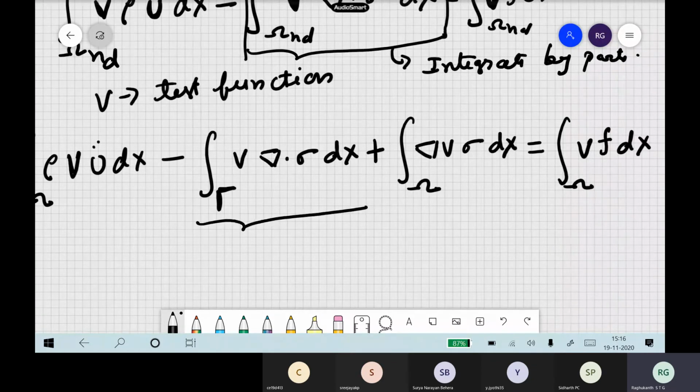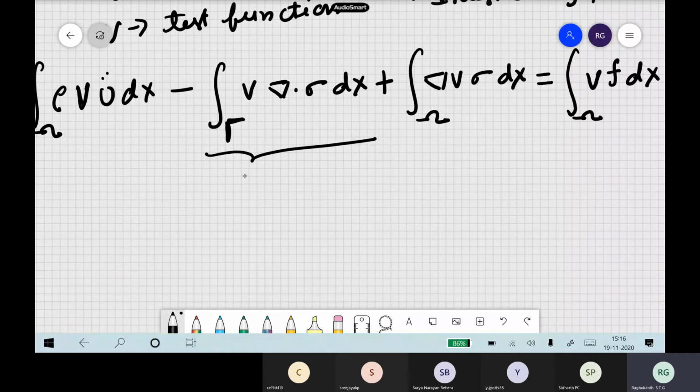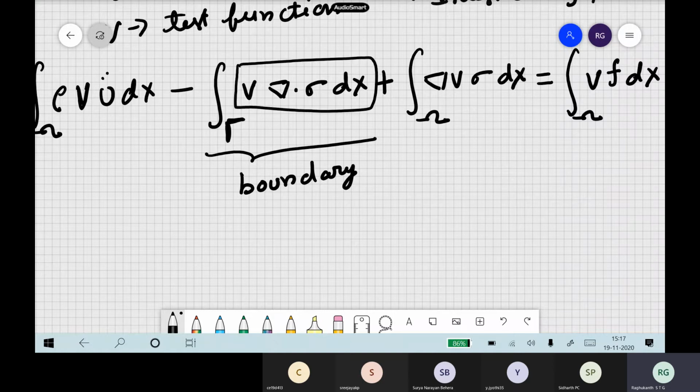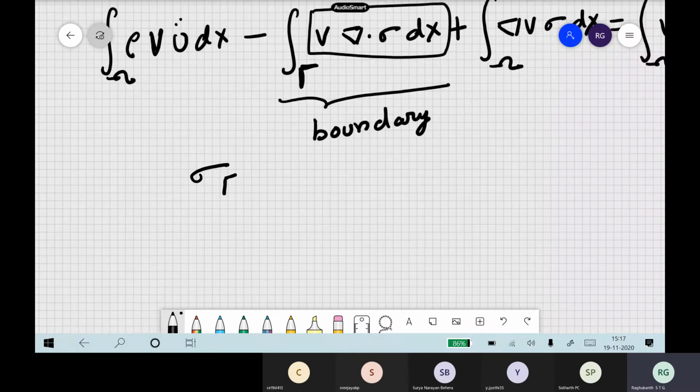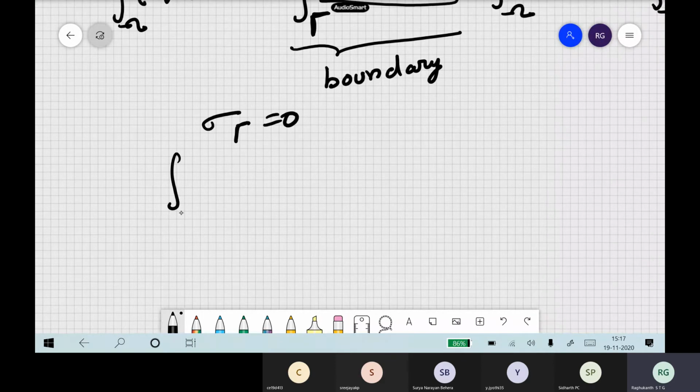So this integral is done over the boundary, whereas these are all the ordinary integrals. Now what happens to this thing? Suppose the surface is free. What happens when you assume that stresses are zero at the boundaries? This condition automatically vanishes. If I say that sigma is zero, that integral automatically goes away. So finally our equations will be the same as the previous case.